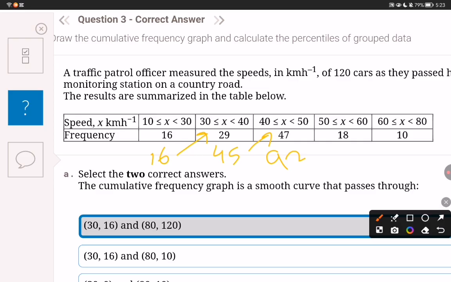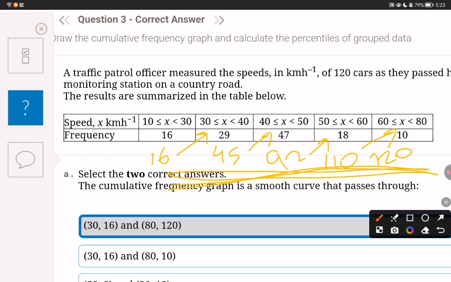Then you're going to add onto that 18. Okay, so 92 plus 18, you're going to get 110, and finally 110 plus 10 is 120. Okay, so this is your cumulative frequency. This is your y values. So 10 is going to have a y of 0, 30 is going to have a y of 16, and 40 is going to have a y of 29, 50 is going to have a y of 47, and so on and so on.